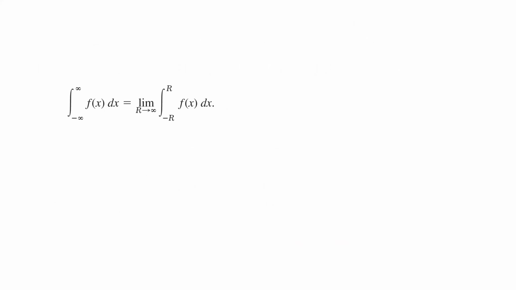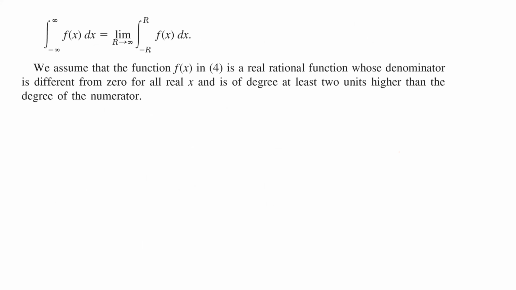All right. So let's see what we can do with this. We assume that the function f(x) in this equation is a real rational function whose denominator is different from 0 for all real x. So that is a limiting condition, it shouldn't have any zeros on the real x axis. But we will take care of that later.